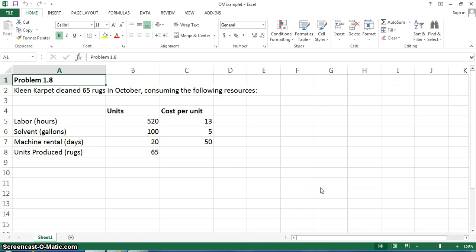This video will discuss the labor productivity and multi-factor productivity measurements using the example of problem 1.8 from the textbook. The company in this example cleaned 65 rugs in October, consuming 3 resources: labor, measured in hours, solvent, measured in gallons, and machine rental, measured in days. The information on the units of each resource used and the cost of each of these units is given in the template.